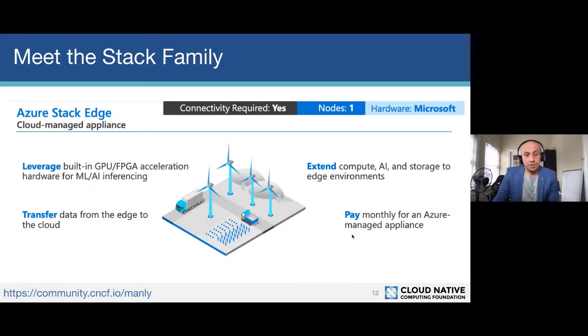And then the last one of the family is Stack Edge. These small boxes are quite powerful. They're optimized for machine learning. You can transfer the data from the edge to the cloud. And you also don't have to connect to the cloud if you don't want to. I had this Stack Edge box in my house when I was developing on it, and I pretty much didn't connect to the internet. And then you can extend the compute, the AI, and storage to edge environments. And with this one, you don't have to pay upfront costs for hardware because you can pay as a monthly subscription.